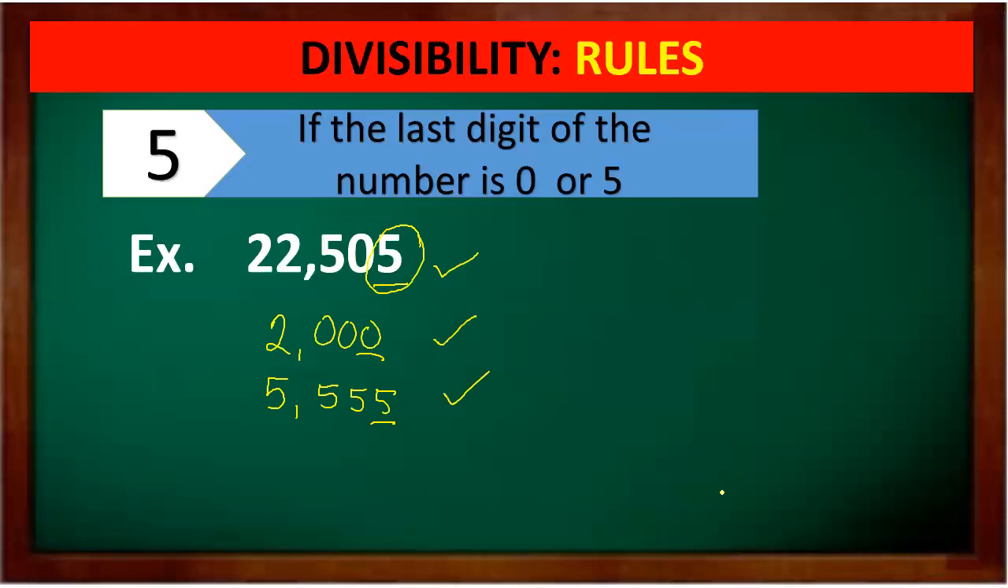So kung ang last digit niya is 1, 2, 3, 4, okay, 6, 7, 8, 9, then therefore that number is not divisible by 5. So remember that, only 0 and 5. Kung ang last digit ng number ay 0 and 5, that number is divisible by 5. Okay? So very easy. So let's go with the next number, which is number 6.